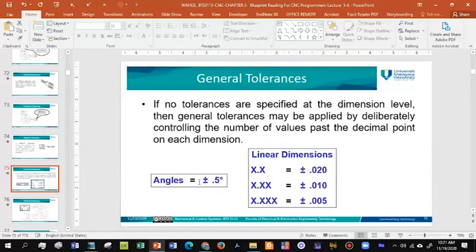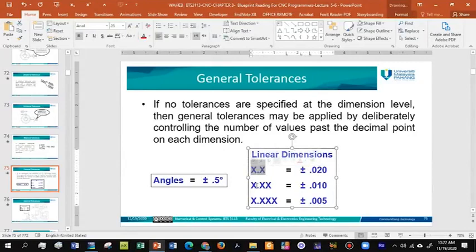Any angle, for example, will have like 0.5. So this will be applicable for all angles in the drawings, and this will be applicable for all dimensions which have one digit, for example. If you have dimensions like 1.23, 1.56, 1.78, or 5.29, whatever the number is, but it has two digits after the decimal point, its tolerance will be plus minus 0.010, for example. Each dimension which includes three digits after the decimal point, for example, has a tolerance of plus minus 0.005. This is not fixed.